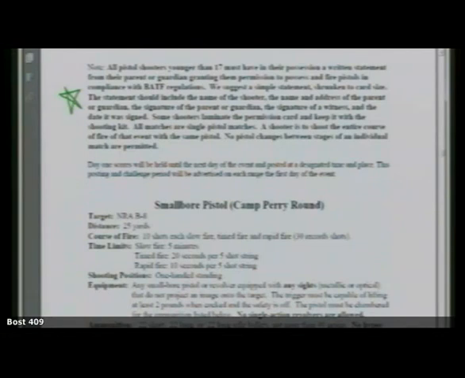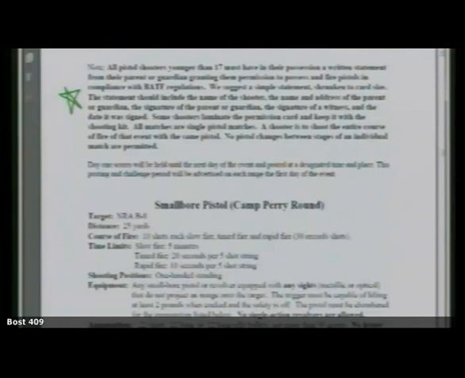We suggest a simple statement shrunken to card size. The statement should include the name of the shooter, the name and address of the parent or guardian, the signature of the parent or guardian, the signature of a witness, and the date it was signed. Some shooters laminate the permission card and keep it in the shooting kit.